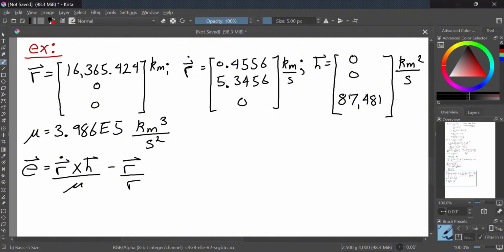So let's start with r dot cross h. Let's go ahead and write that in. You are a hat. Velocity, radial direction. Angular momentum in the radial direction. Velocity in the tangential direction.